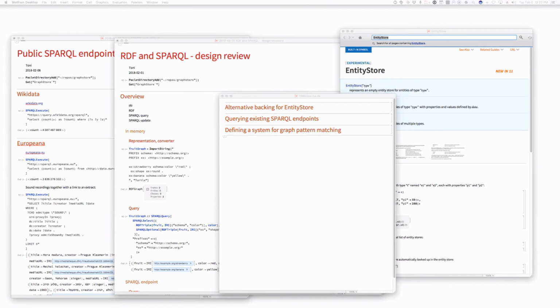Okay, but let's look at this question. So let's talk about alternative backings for entity stores. Previously we have talked about using our relational database capabilities as an alternative backing for data sets. What is the state of that? Leonid, maybe you can say something about that.